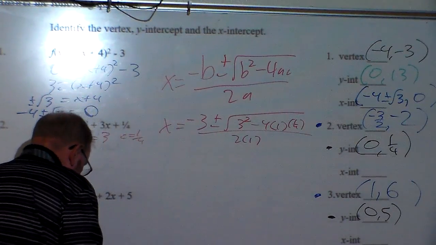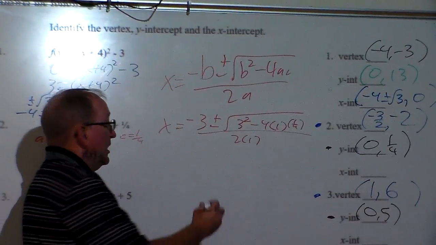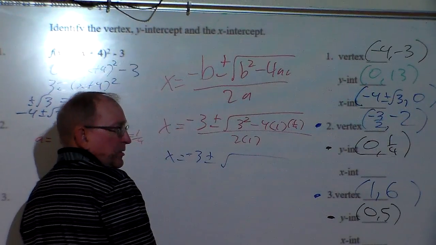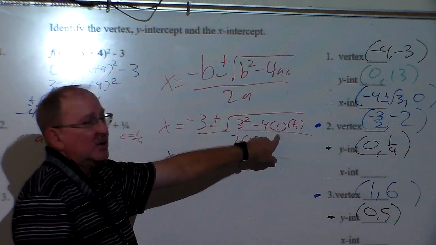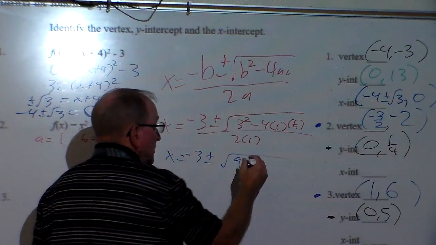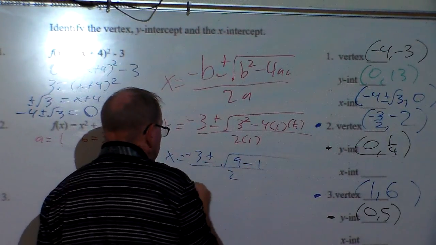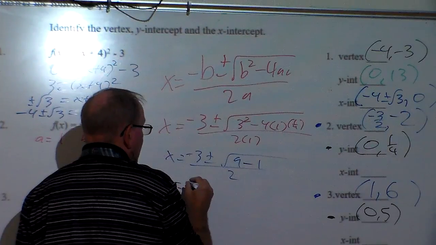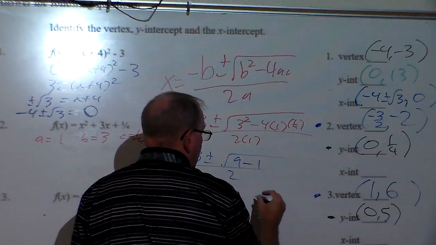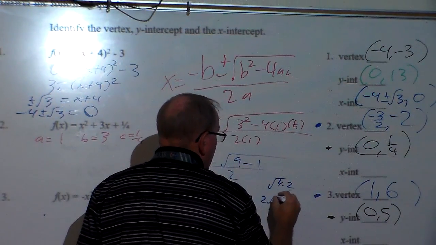But if I was you, I probably would have just done this. Now I'm in teacher mode, so I wrote it all out. I would have probably gone x equals -3 plus or minus, and what's 3 squared? 9. And think about it, 4 times 1 is 4, times 1/4, what's that going to do to those 4s? Cancel it out, right? I probably would have gone straight to there, because what's 9 minus 1? So it's -3 plus or minus the square root of 8. And the square root of 8 is equal to the square root of 4 times 2, so that makes it 2 square roots of 2.